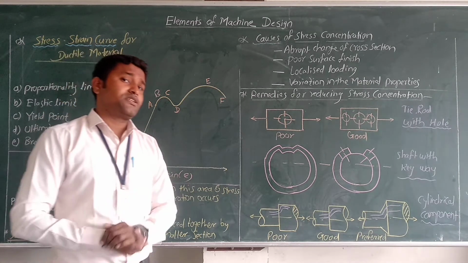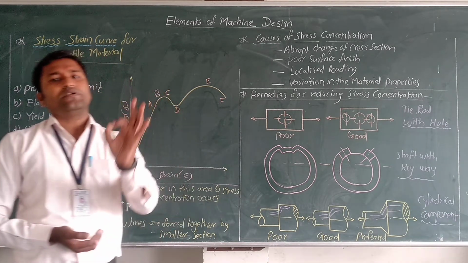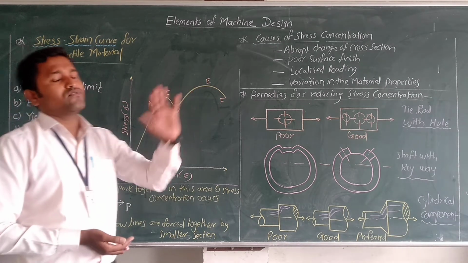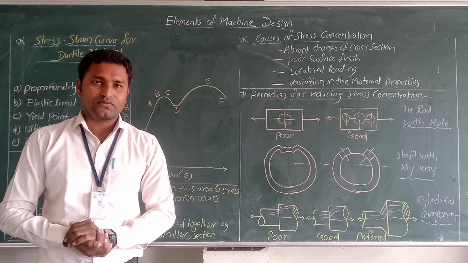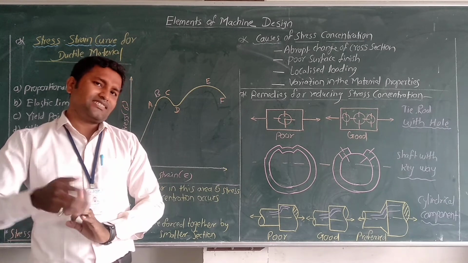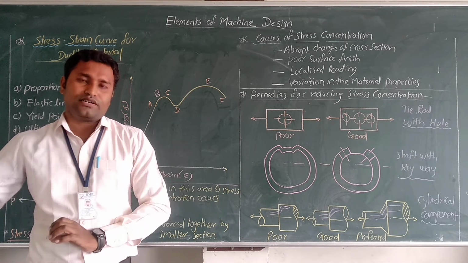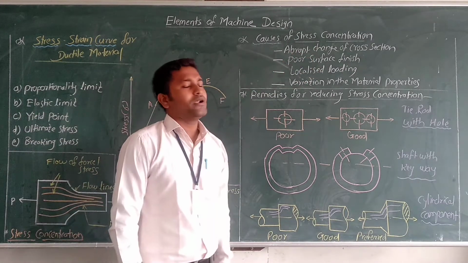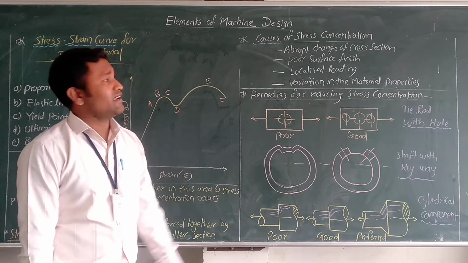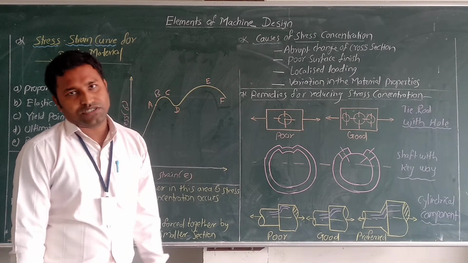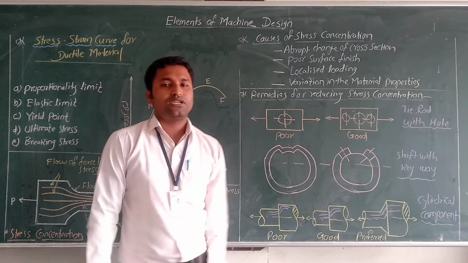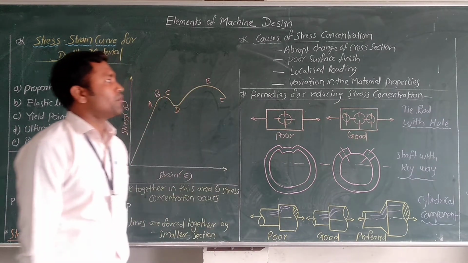So, what is meant by stress concentration? It is the abrupt change, the discontinuities, meaning abrupt change of cross section. Due to this, discontinuities develop in the areas. So, the first cause is the abrupt change of cross section. The next, poor surface finish. The next, localized loading. Then, variation in the material properties.